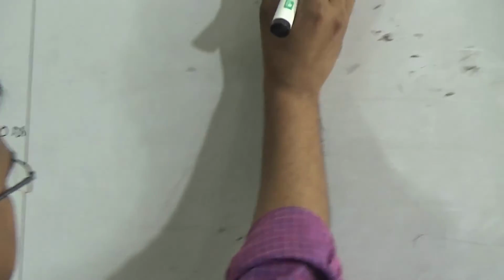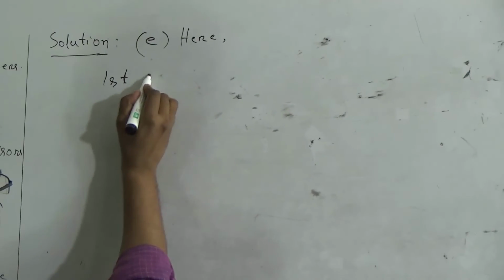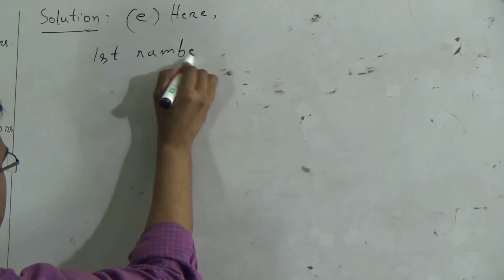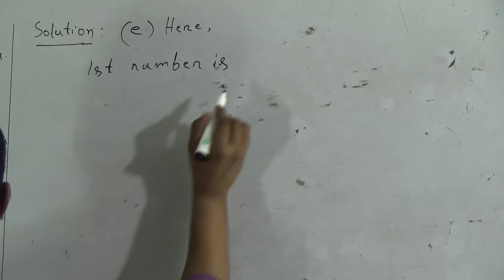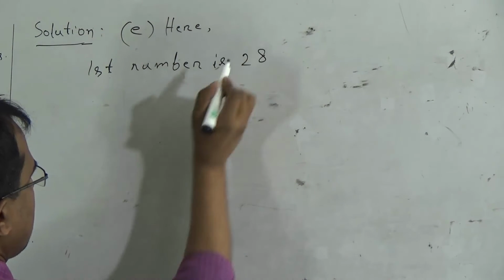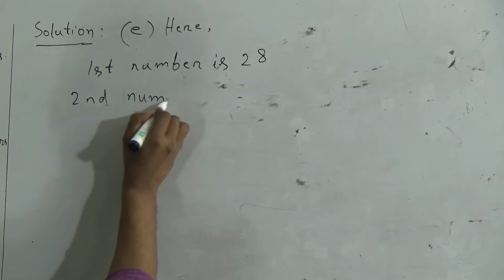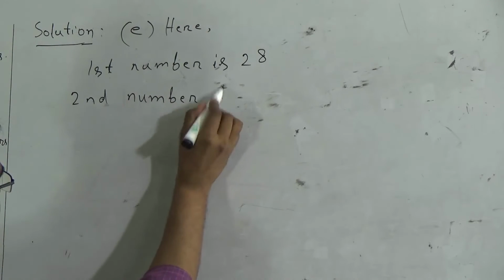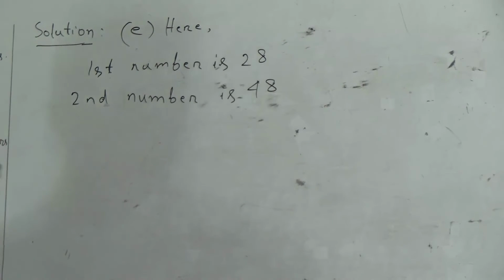Here the first number is 28 and the second number is 48. First number 28, second number 48. Now we'll find out LCM and HCF.